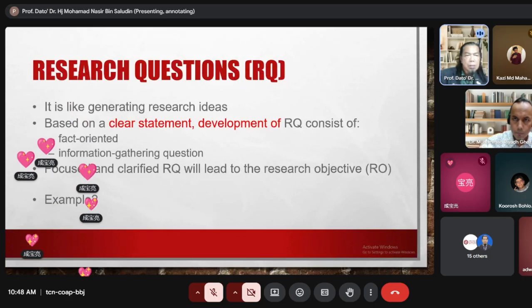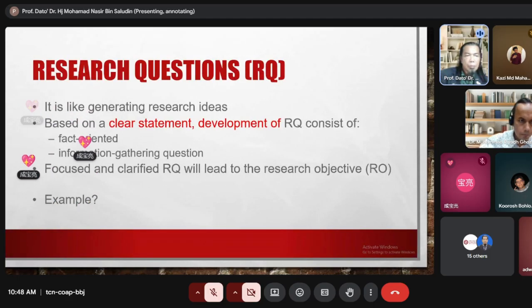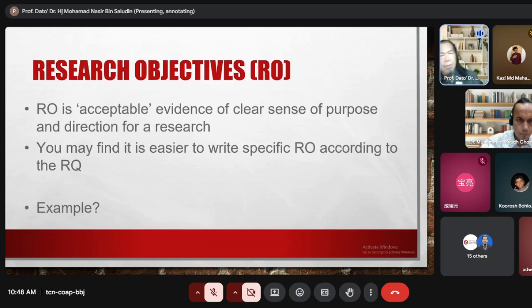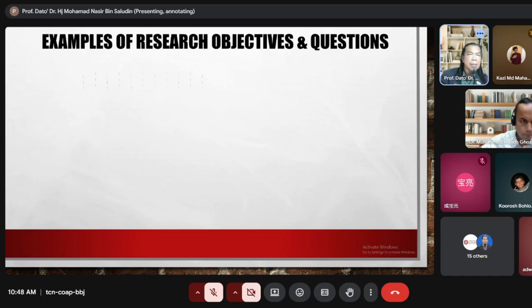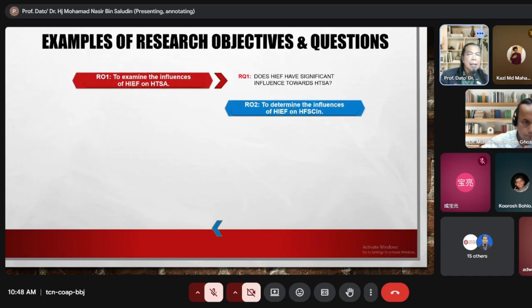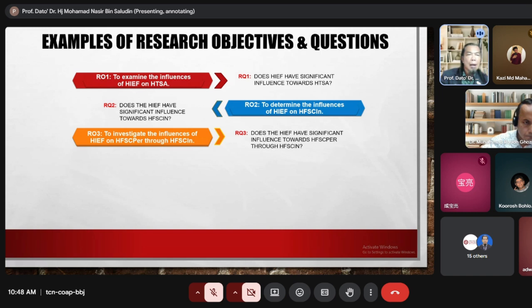Research question. It is like generating a research idea based on a clear statement. Development of the research question consists of fact-oriented information gathering questions. Focus on clarifying the research question will lead to the research objective. You must set the research question first, then followed by the research objective. For example, the research objective is acceptable evidence of a clear sense of purpose and direction of the research. You may find it easier to write a specific RO according to the RQ. This is question first.